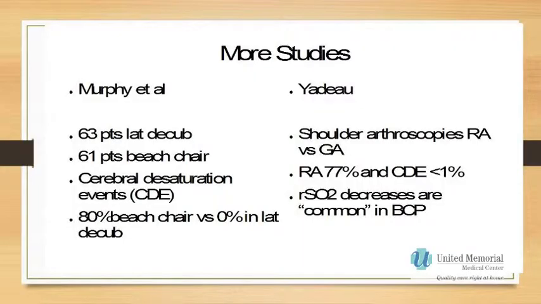More studies, patients in lateral decubitus position, which I don't think is really a common practice for shoulder arthroscopies, but that versus the beach chair, they had what's called the cerebral desaturation event, where the oxygen saturation in the cerebrum dropped. 80% in the beach chair, 0% in the lateral decubitus position. And then looking at these patients with regional versus general anesthetic, it's less than 1%.